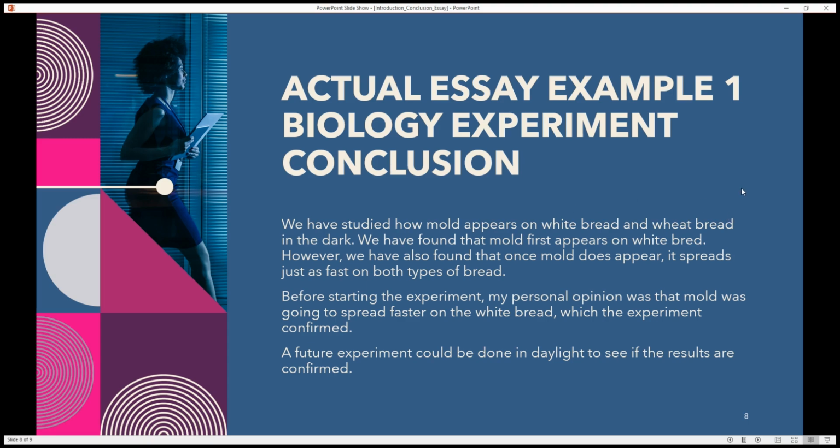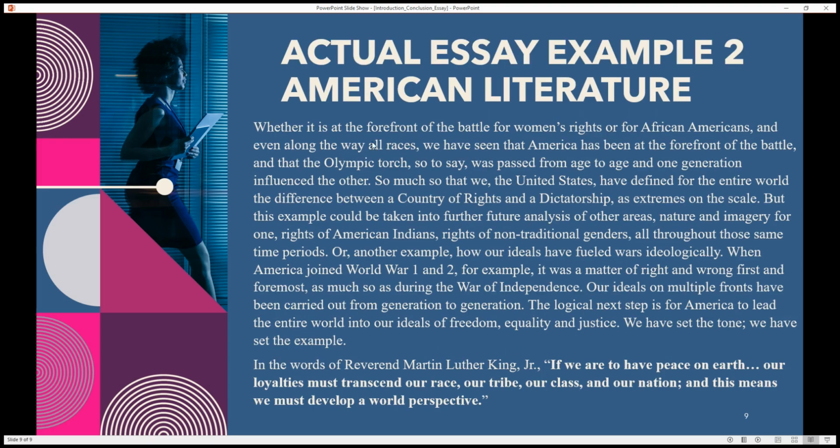In our last example, we're going to see how you can mix all three into one: personal opinion and summary, and also closing the door and opening a window. So this one here was done for an American literature essay of 4,000 words. This is the conclusion. Okay? Whether it is at the forefront of the battle for women's rights or for African Americans, and even along the way all races, we have seen that America has been at the forefront of the battle, and that the Olympic torch, so to say, was passed from age to age, and one generation influenced the other.